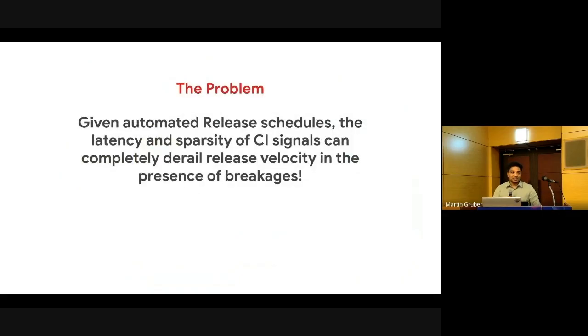So, okay, finally we get to, what does this talk about? What is the problem? Well, the problem is that, given this decoupling, given these automated release schedules, and also the latency and sparsity of our CI signals, when you have breakages or a lot of breakages that affect certain release projects, you can harm their release velocity. And for some of these projects, they care about getting daily releases, and if they're broken enough, the back and forth for breakage resolution might cause them to miss their release.